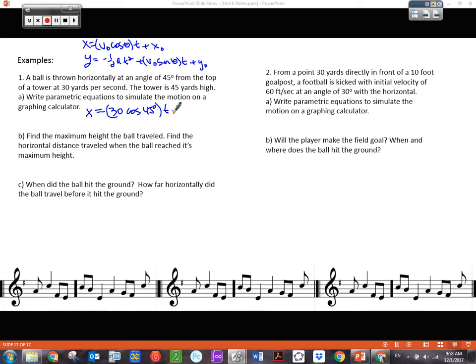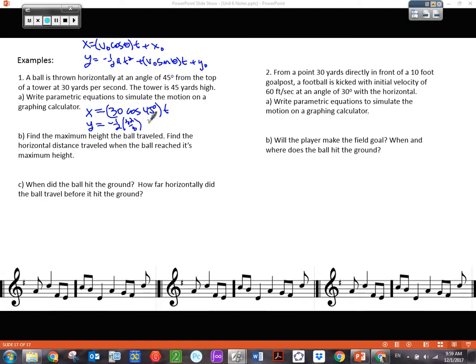Now let's look at our y equation. Our y equation is negative 1/2, and then we have the a for acceleration due to gravity. Well, the number that we've memorized is 32, and that's for feet, right? And we're in yards, so we're going to have to make an adjustment to that 32. What would we do to adjust it to yards instead of feet? We divide by 3, right? So it's going to be 32 divided by 3.